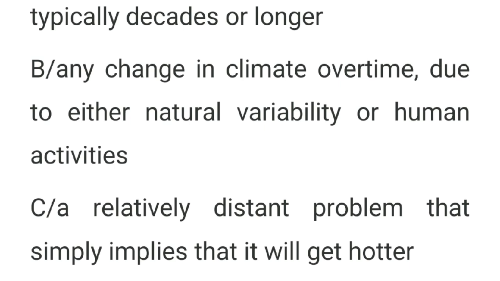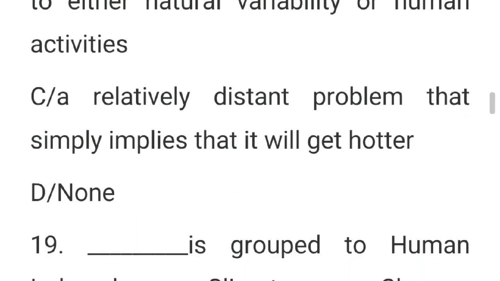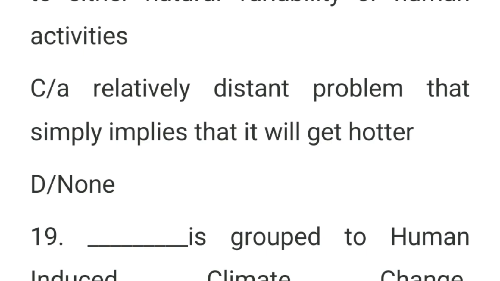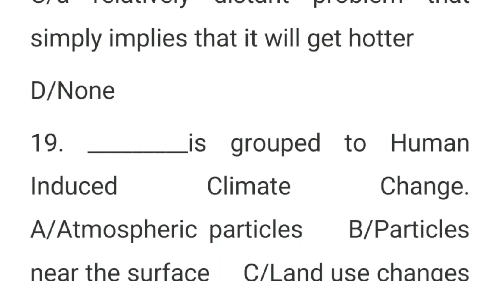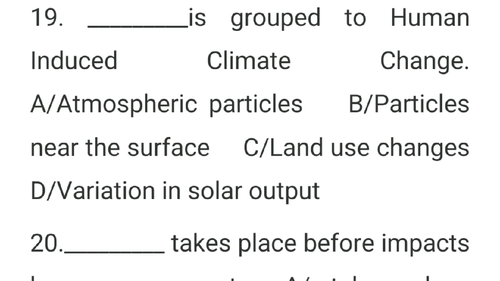Number 20. Dash takes place before impacts become apparent. A, it takes place before impacts become apparent, so A is incorrect. B, private or public adaptation. C, reactive or anticipatory adaptation. D, none. The answer is C, reactive or anticipatory adaptation.